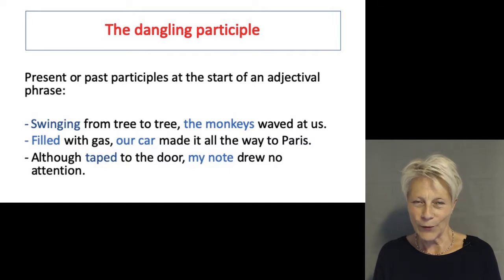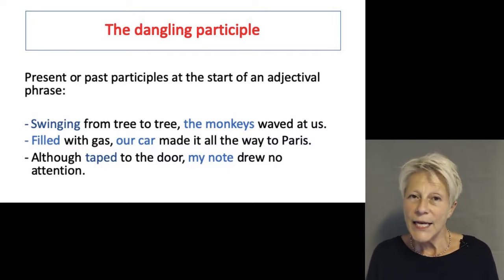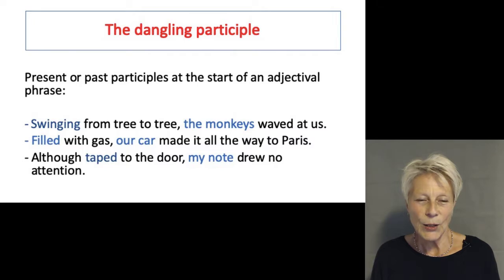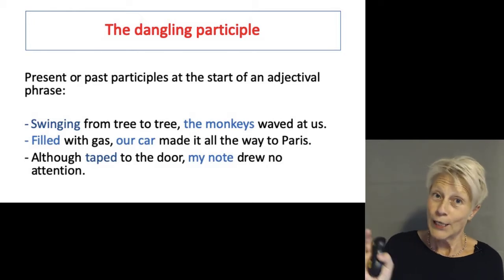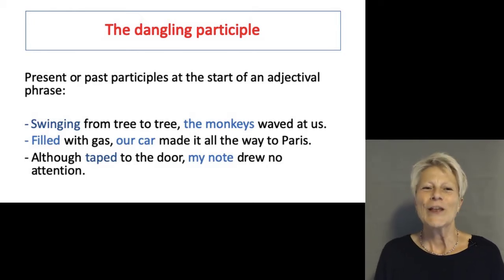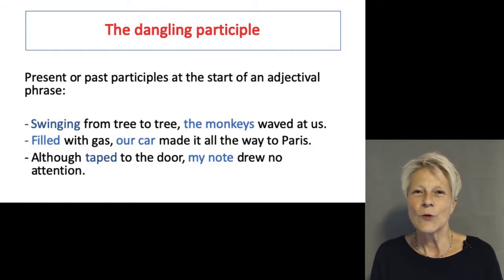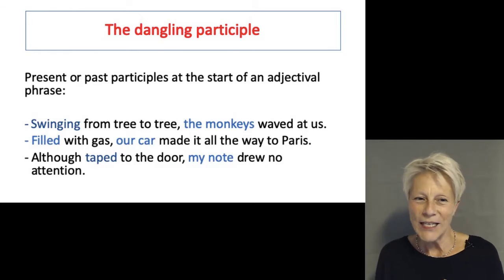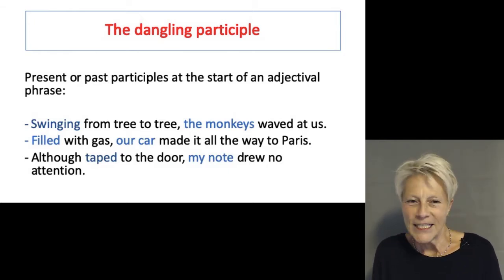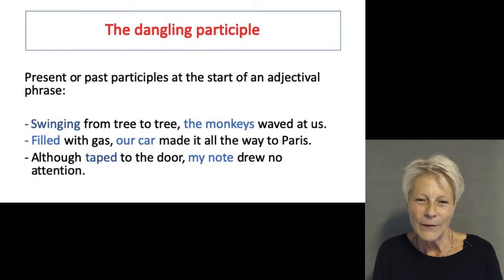How to solve the problem? Easy. Make sure that the subject in the main clause is the actor of the participle. Then you create a correct link. Like in sentences like these. Swinging from tree to tree, the monkeys waved at us. Filled with gas, our car made it all the way to Paris. Although taped to the door, my note drew no attention. Or any other phrasings or other solutions, of course.